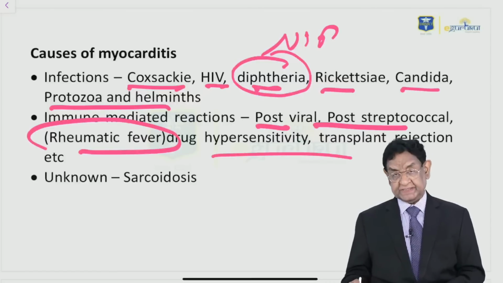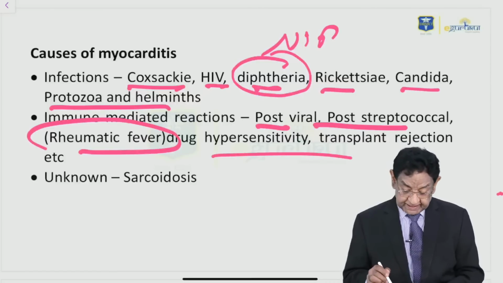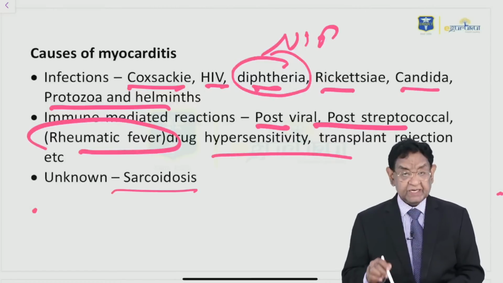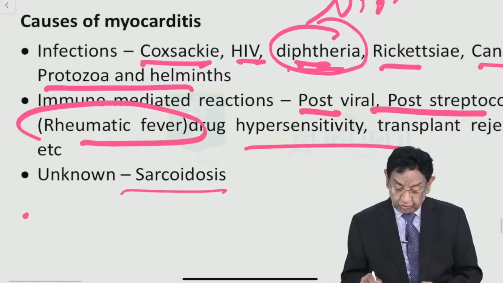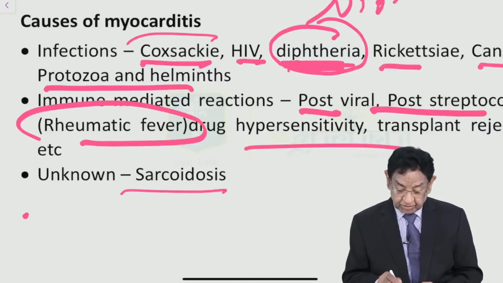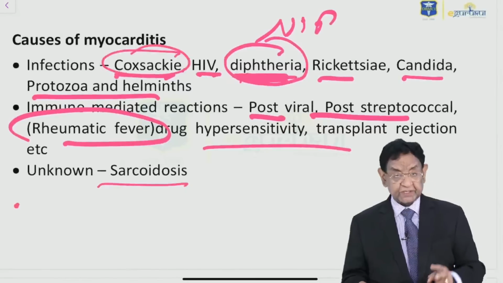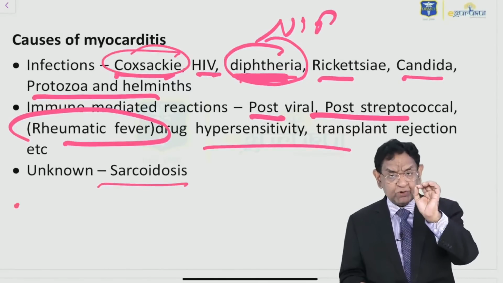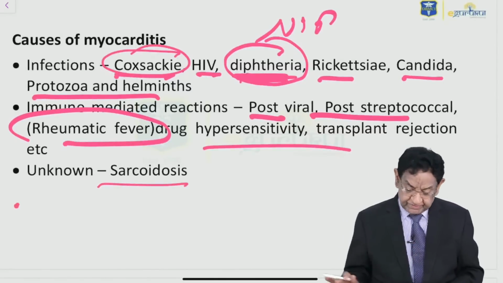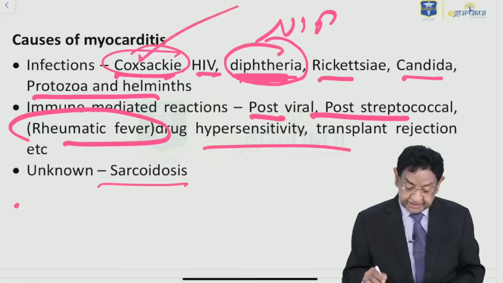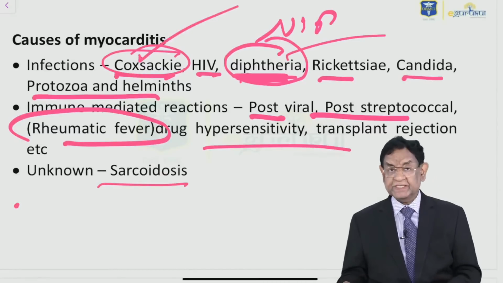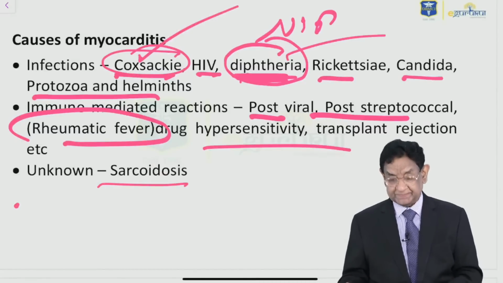It could be hypersensitivity, and in the end, sarcoidosis. Out of all these, don't forget diphtheria and Coxsackie. They are the only two things you have got to remember in this slide. You forget everything else, I don't mind. But forgetting Coxsackie and diphtheria is not acceptable.